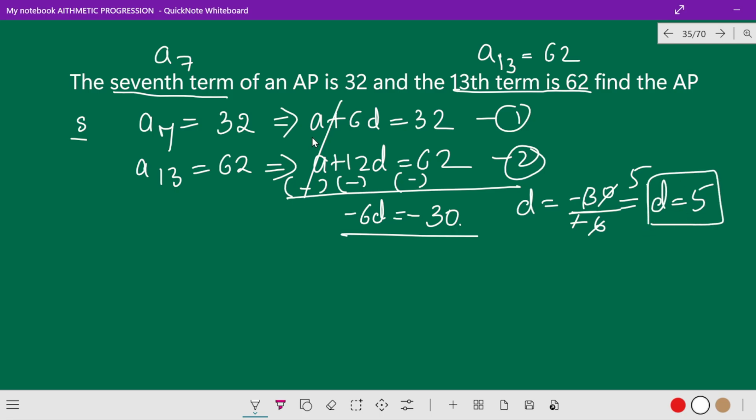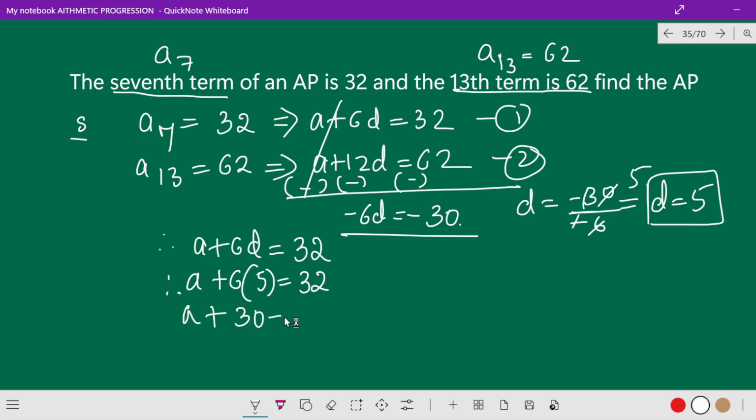When we get d is equal to 5, substitute it in either equation 1 or 2. Let us consider equation 1. a plus 6d is equal to 32. So the a value we can find by using 6 times 5. a plus 30 is equal to 32. Then a is equal to 32 minus 30. The answer is a is equal to 2.